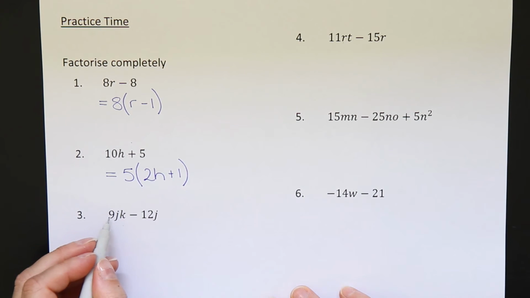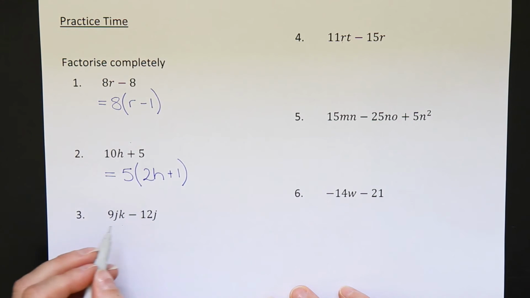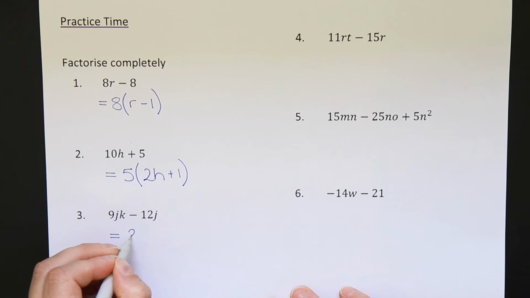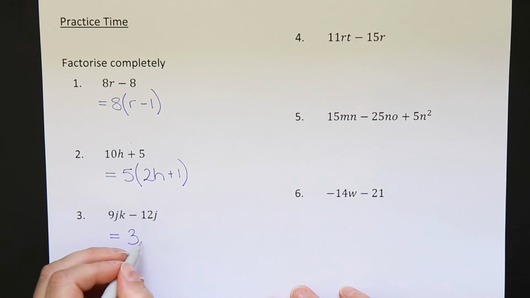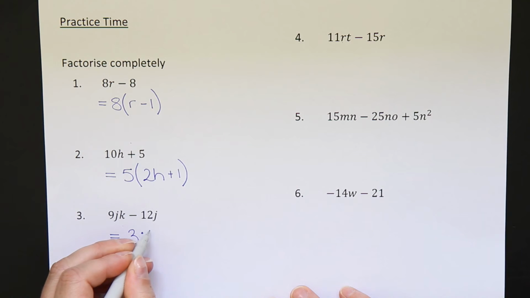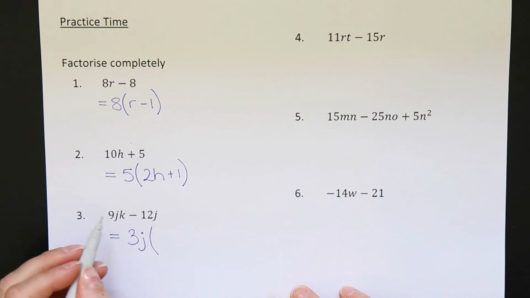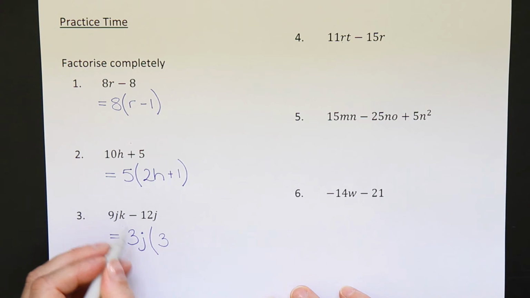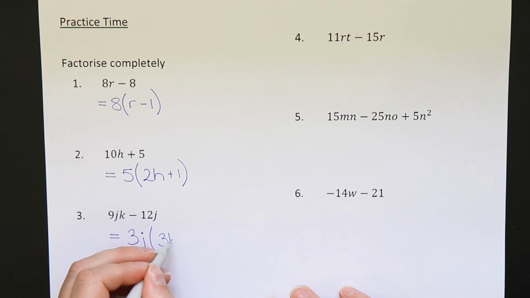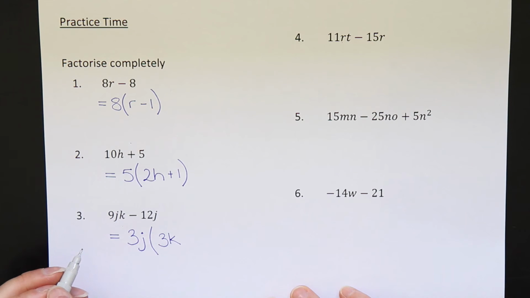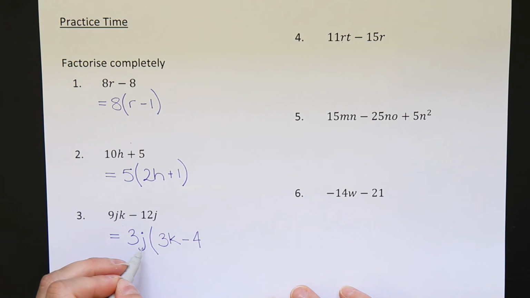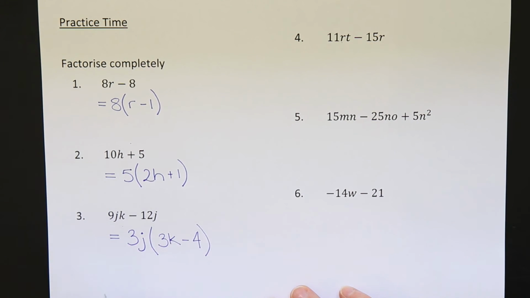Question 3, 9jk minus 12j. Both of those numbers can be divided by 3, and there is also a common letter this time, j. Open the brackets. First term, 9 divided by 3 goes 3 times. J has been taken out the front, but the k will need to be in the bracket. The second term, 12 divided by 3 goes 4 times. The j has been taken out the front, so that's it. Close bracket.